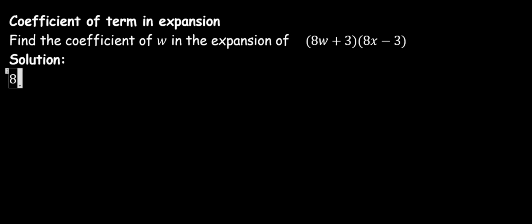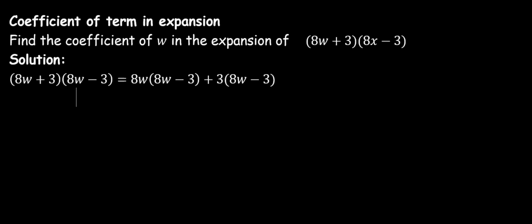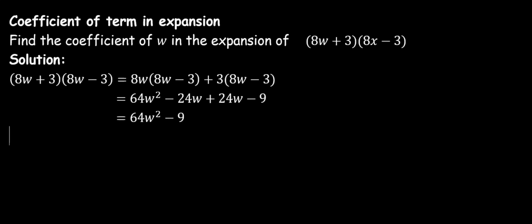Let's take an example. Find the coefficient of w in the expansion of (8w plus 3) into (8w minus 3). Solution: (8w plus 3) into (8w minus 3) will be equals to, we are now expanding, 8w into (8w minus 3) plus 3 into (8w minus 3). And when we open up the bracket, we have 64w squared minus 24w plus 24w minus 9. And the result will be 64w squared minus 9. From our result, the coefficient of w is 0.